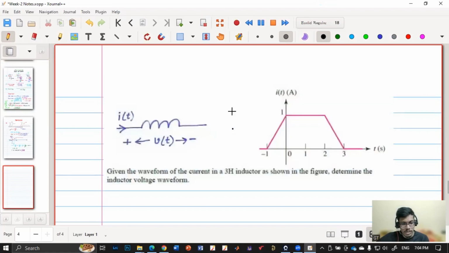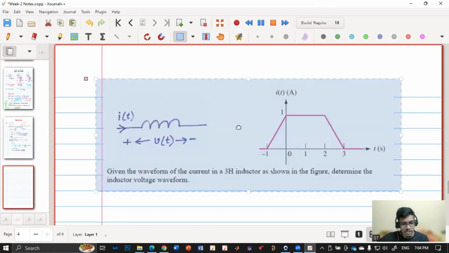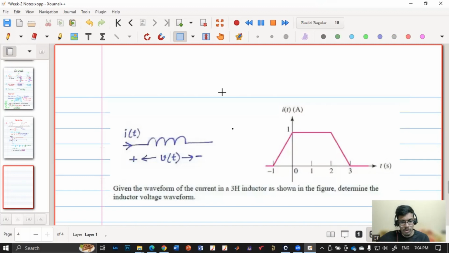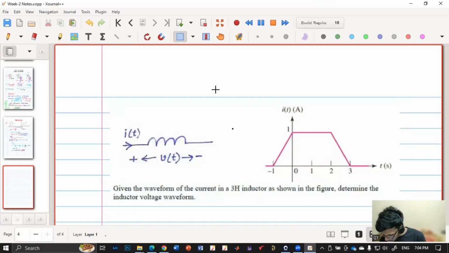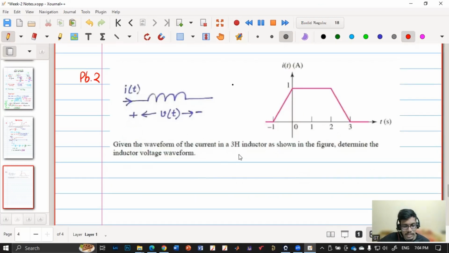So I'm considering this inductor question to be problem 2 and we'll solve. Okay, so this is problem 2. In problem 2, they are saying find the waveform of the current in a 3 Henry inductor. So they have given L equal to 3 Henry. As shown in the figure, determine the inductor voltage waveform. So they have given I, now we have to find V.